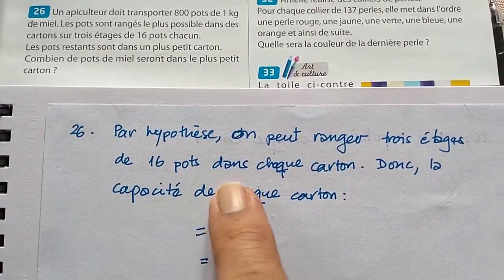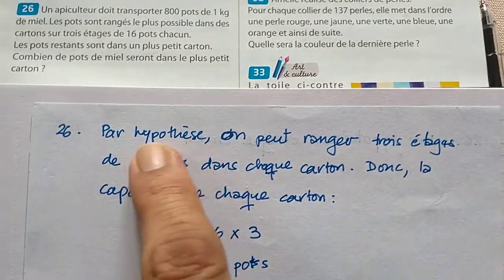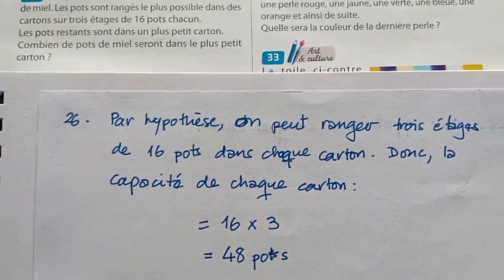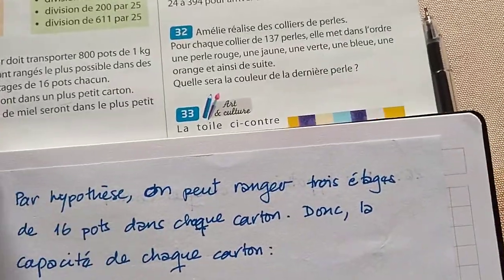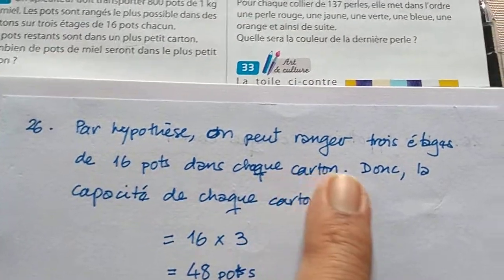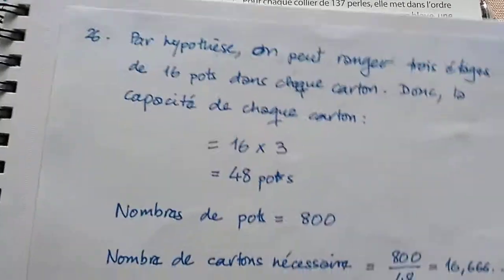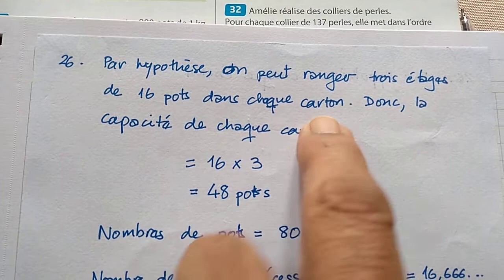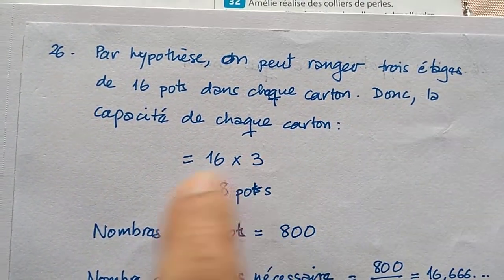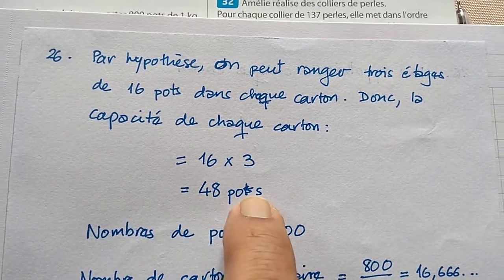So I say par hypothèse, on peut ranger. Par hypothèse meaning, what does hypothèse mean? Hypothèse means the information given to you. So par hypothèse, that means the information given to you in the problem. On peut ranger 3 étages de 16 pots dans chaque carton. Donc la capacité de chaque carton est égale à 16 fois 3 est égale à 48 pots.